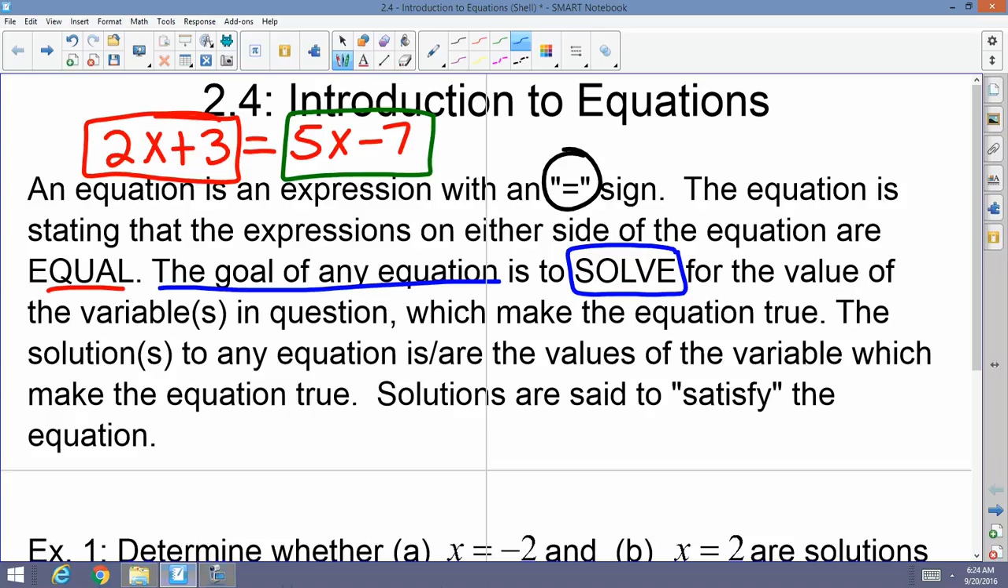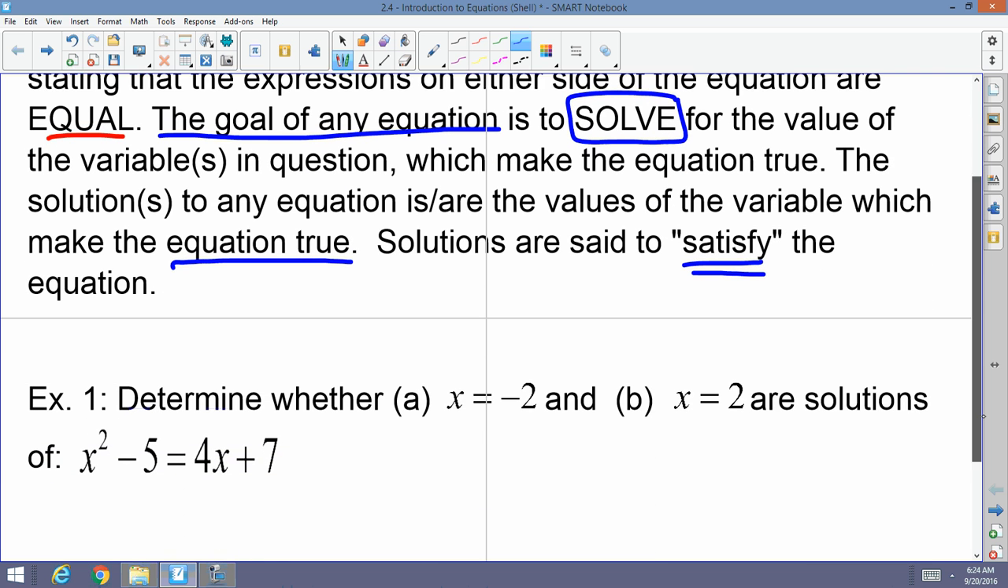The solution or solutions to any equation is or are the values of the variable which make the equation true. Okay? Solutions are said to satisfy the equation. Satisfy means when you plug it in, it makes the equation true. Okay? So that's what an equation is. Really, really try to understand what the concept is behind it.